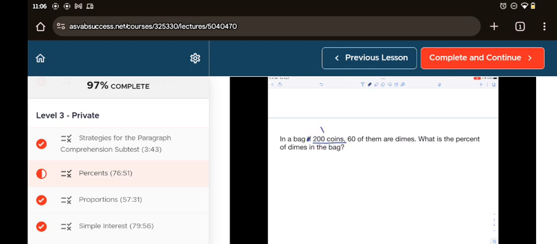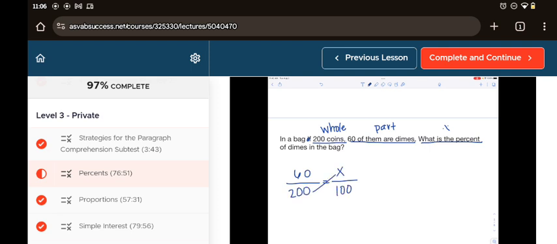Okay, here the 200 coins is our whole. Why? Because it's all of the coins. 60 are dimes. We know this is a part because this is a type of coin, okay? And it's asking us for the percent. All right, let's go ahead and plug stuff into our equation. So part is 60 over 200. X is the percent, and 100 always goes down here.